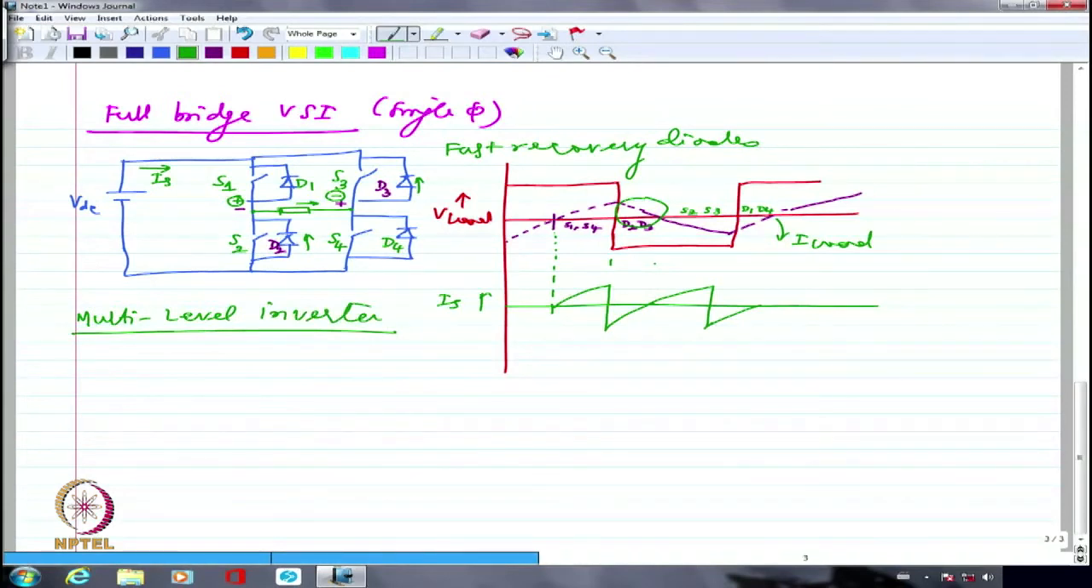I'm just introducing the terminology. I'm not going to go in depth into this because this is being researched extensively now. So I thought at least I should introduce you to what is a multi-level inverter.